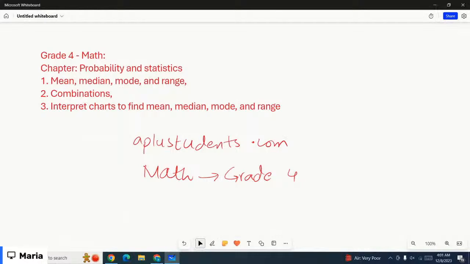We're going to start with the chapter probability and statistics, and the lessons we're going to cover today are mean, median, mode and range, combinations, and interpret charts to find mean, median, mode and range. Make sure you have your notebook and pencil so that you can note down the important examples and definitions as well. So let's just start with the lesson.